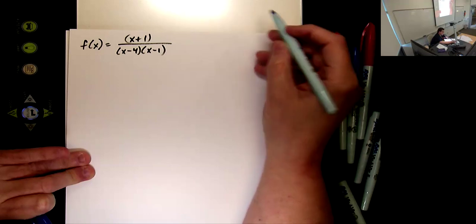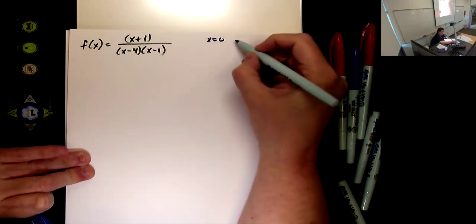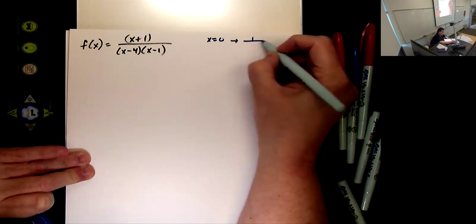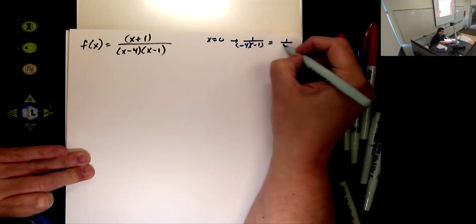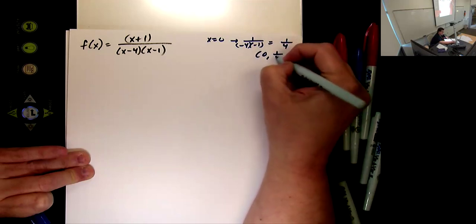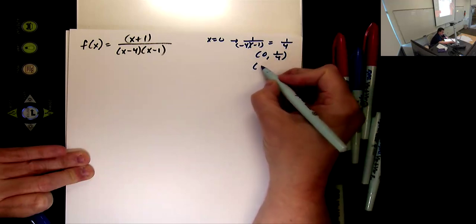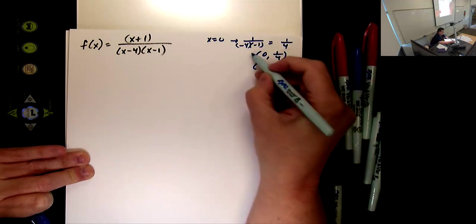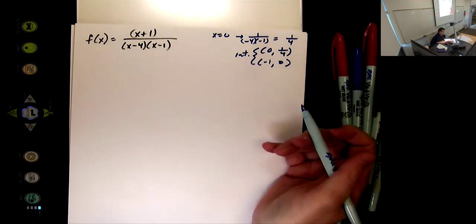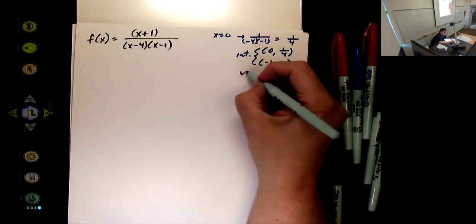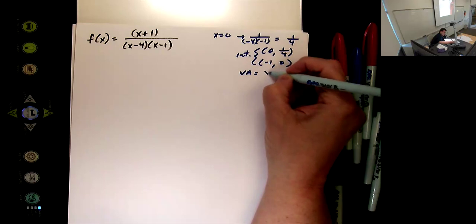See, I plug in x equals 0. I got 1 over -4 times -1, which is 1/4. And the other one should be -1, 0. Those are my intercepts. My vertical asymptotes are at x equals 1, x equals 4.